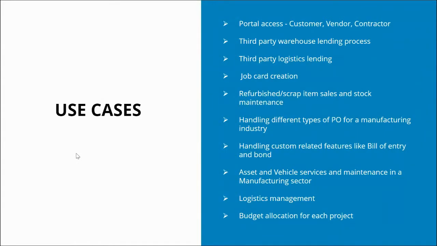And next comes the third party warehouse lending process. For this process, you can use the Zoho Creator system. As I discussed previously, we can create job cards and assign them to various departments and employees. There are companies which handle refurbished items and scrap items along with the normal sales that happen. So you can keep track of these refurbished and scrap items within Zoho Creator. The sales or the stocking part can be maintained from Zoho Creator.